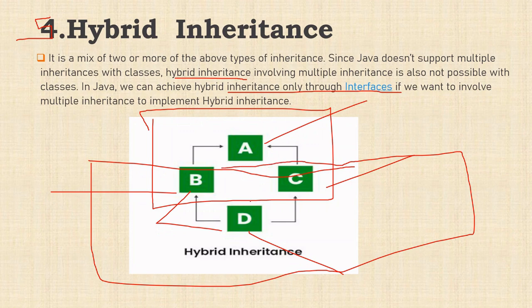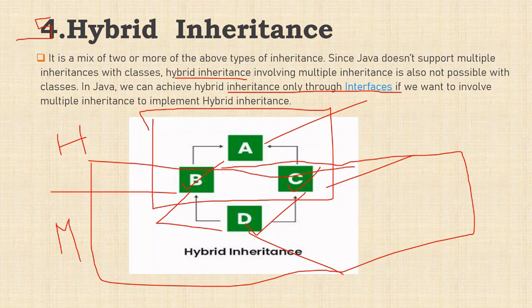This is from B, C, and D. So what is happening here? We have two base classes, and we are extending two base classes inside one derived class. So class B will be a base class, and class C will be a base class. We are extending both base classes inside this derived class. So this is the mixture of hierarchical inheritance and multiple inheritance. Okay, so this is the hybrid.